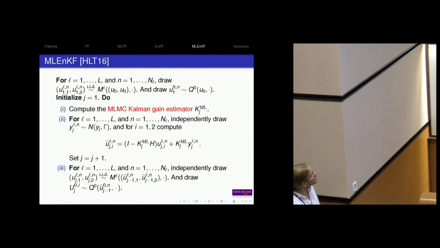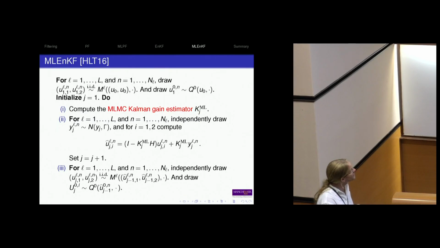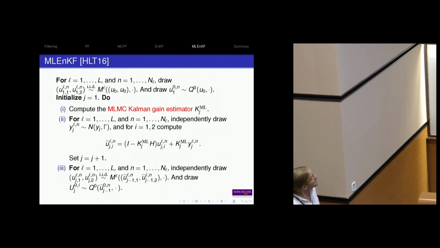All right, so the multi-level ensemble Kalman filter goes like this. Again, we step through this coupled kernel, which should have the correct marginals. We compute the MLMC Kalman gain estimator, which is a bit ugly. I'll show it on the next slide. And then we independently draw these perturbations on the noise, and we compute these for the coarse and the fine. So that's how that works.